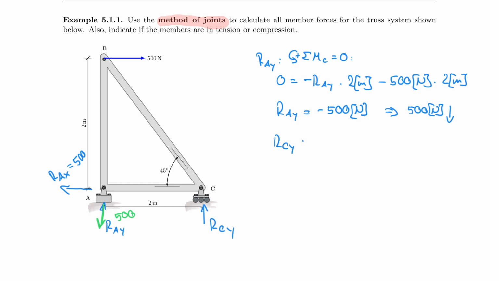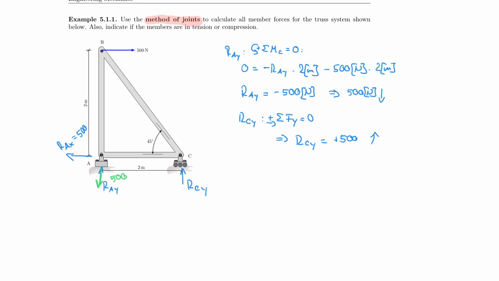So now, simple enough, I can find RCY. In this case, by using the sum of the forces in the y direction being equal to zero, therefore RCY is equal to 500 plus 500 in the upwards direction. Why is that? Because the only vertical forces are these two and they have to balance each other. Therefore, RCY must be opposite to RAY. So now I have all my support reactions and I can move on to following my method of joints.